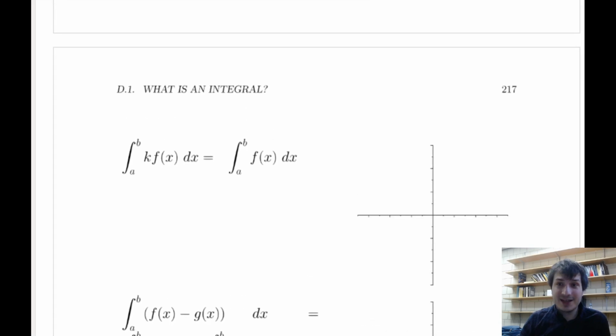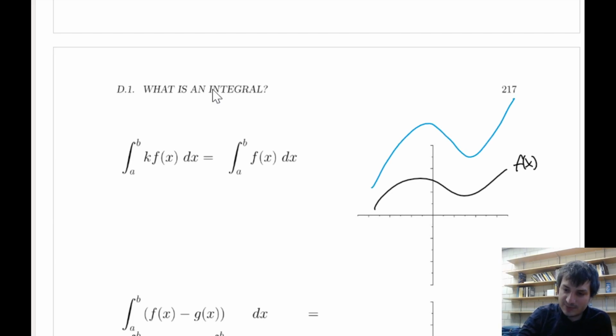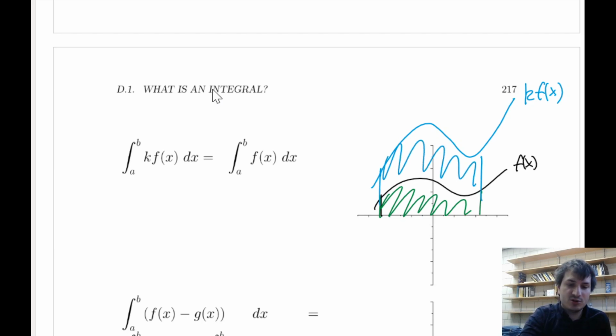Okay, here's another one. What happens if you multiply a function by a constant? So you take a function, here's the function f, and you blow it up by multiplying it by some fixed constant. So everywhere you draw it, it's twice as big. This is the function k times f of x. It's the function f blown up. And hopefully you can see that if you blow up a function, then all the areas are also blown up by the same factor. So if you do the integral of k times the function, that's the same as doing k times the integral of the function.